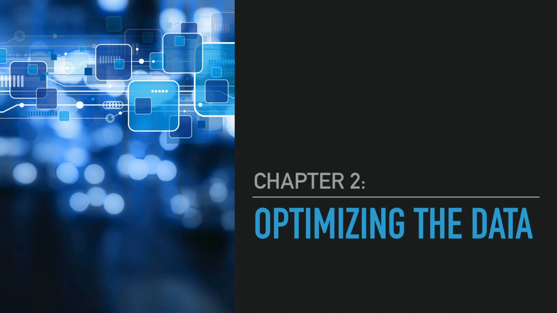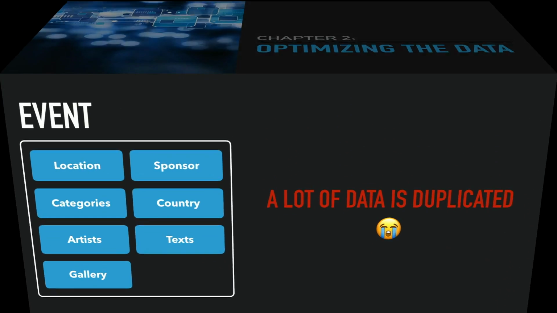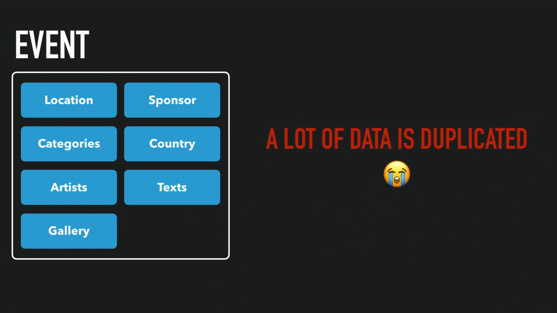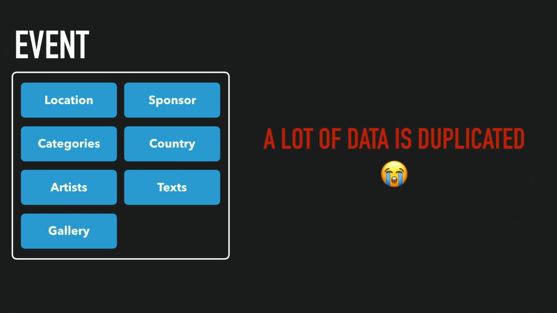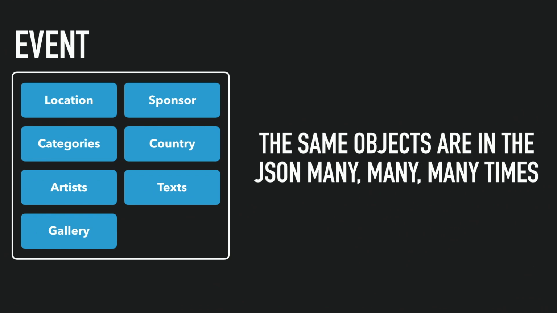So, chapter 2, optimizing the data. This is the one where we're actually winning a lot of time in terms of going from about 30 seconds of importing to less than a second, less than half a second even. Like I said before, a lot of this data is duplicated, which has everything to do with the same object being in the JSON file again and again and again.